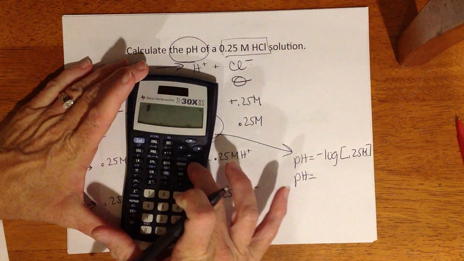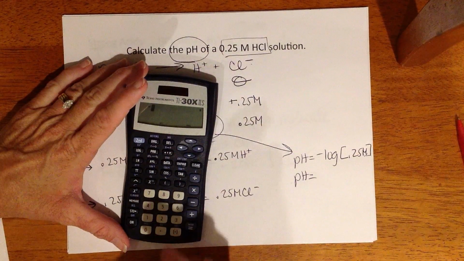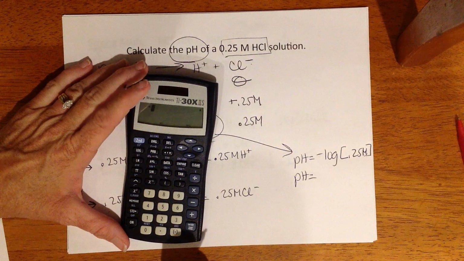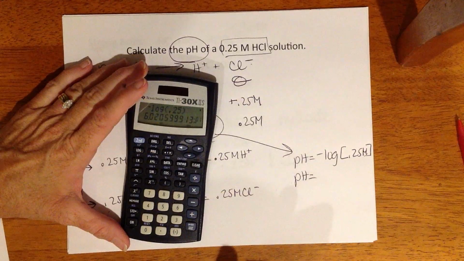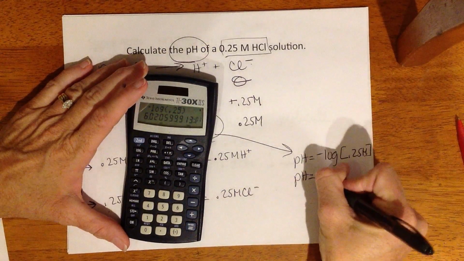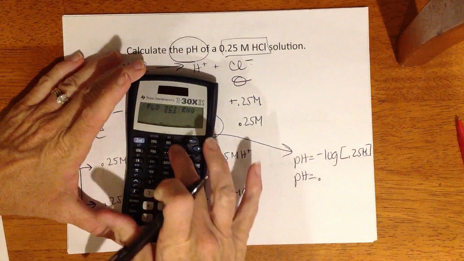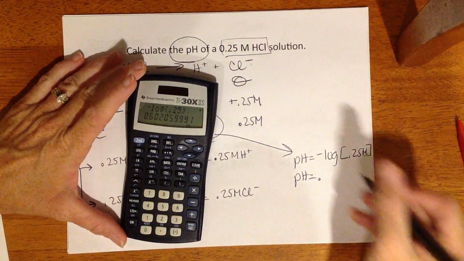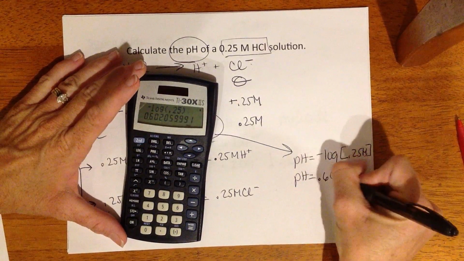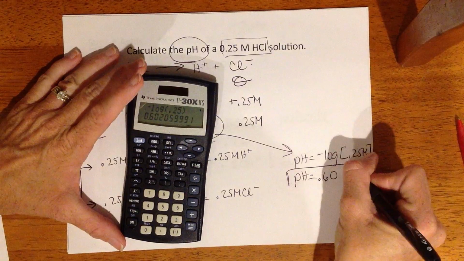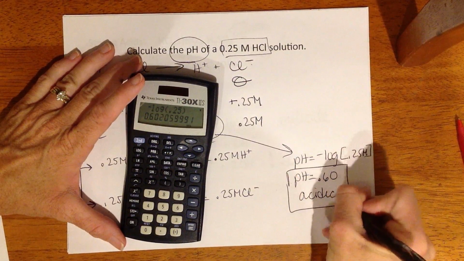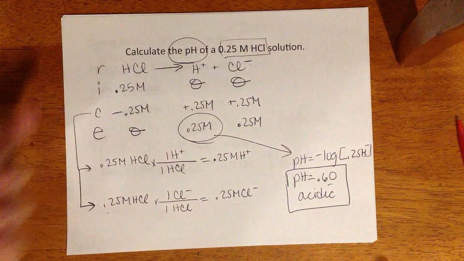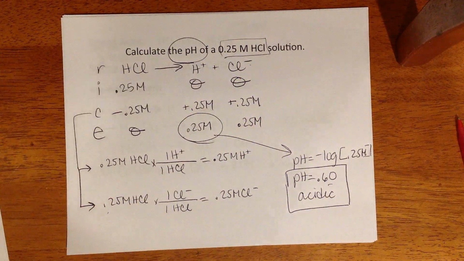So pH is equal to the negative log of 0.25. So I'm going to punch that in. It's going to be rough, but here we go. Negative log of 0.25 is, my calculator's on scientific notation, 0.60. Whew, that is really acidic. That's not surprising. HCl is a strong acid. Okay, it's acidic. That confirms my thoughts.